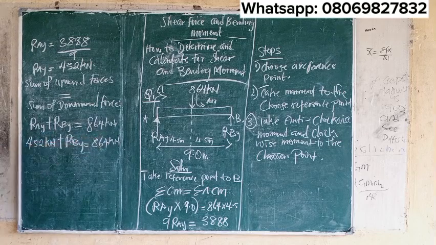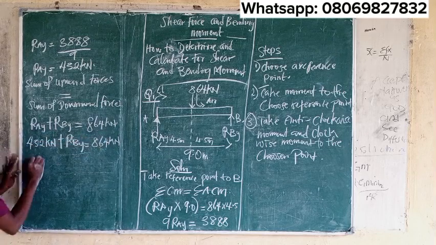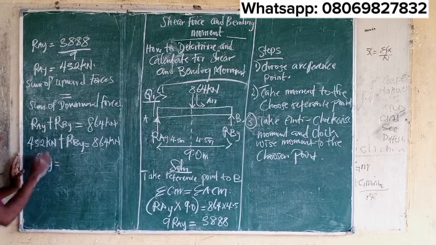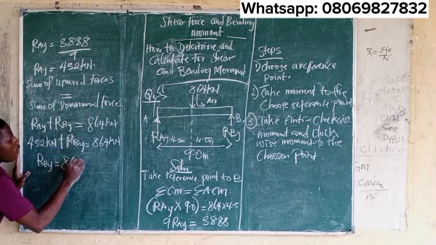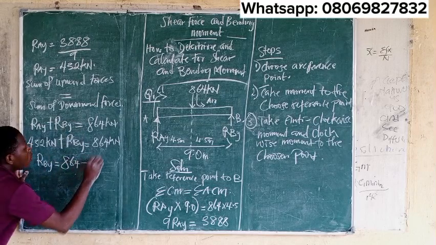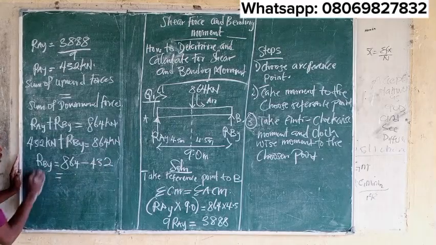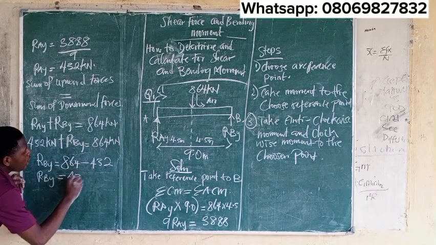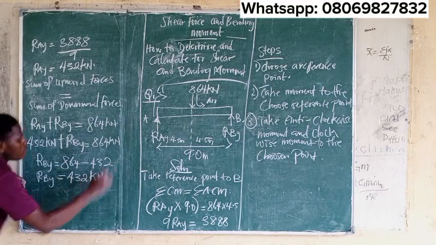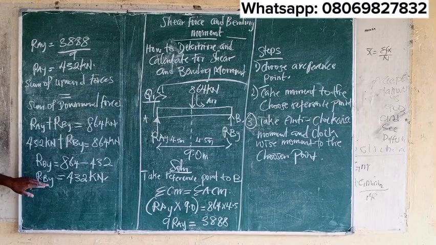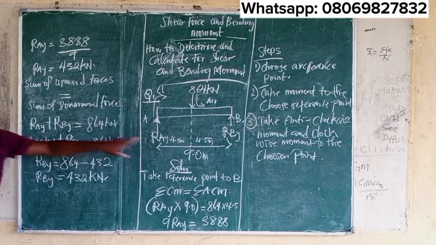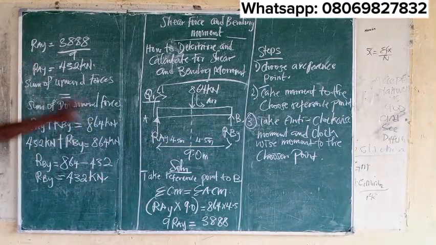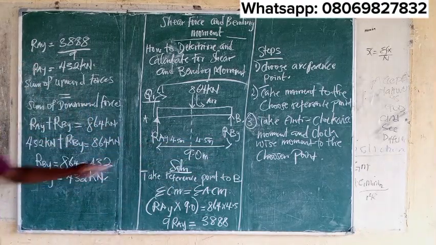What do we do to get RBY? We take this to the other side of the equation, collecting like terms. If we collect like terms, we have RBY to be 864 minus 432. If you punch that into your calculator, it gives 432 kilonewton. So you've gotten your reactive force for RAY, and you've gotten your reactive force for RB.